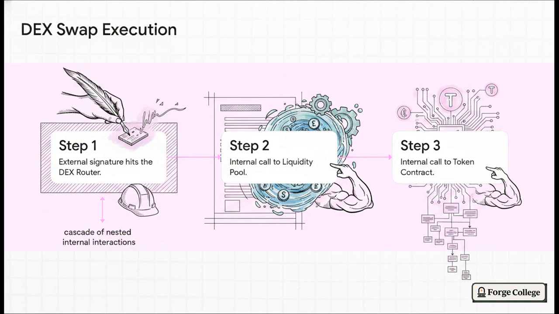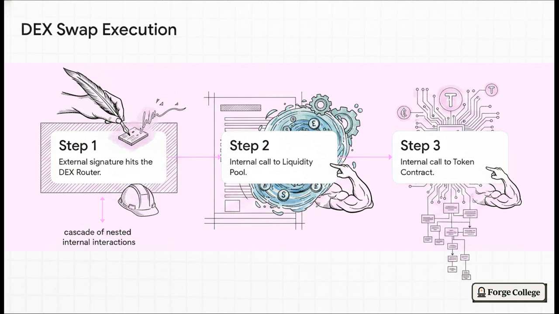Your signature hits the DEX router. Boom! You just became the general contractor pulling the permit. Step 2. The router begins executing and makes an internal call to a liquidity pool to negotiate the token movement. That's subcontractor number 1. Step 3, the liquidity pool makes another internal call to the token contract to update balances via something like, say, transferFrom.